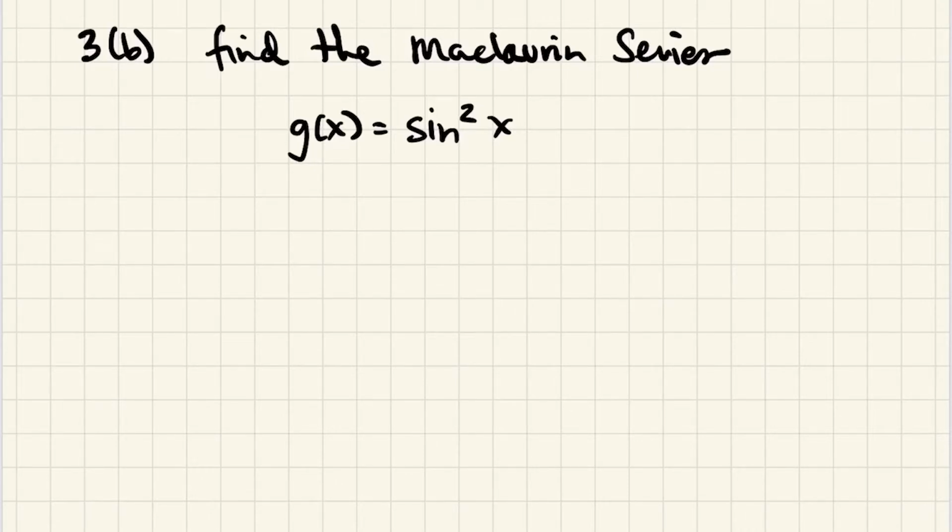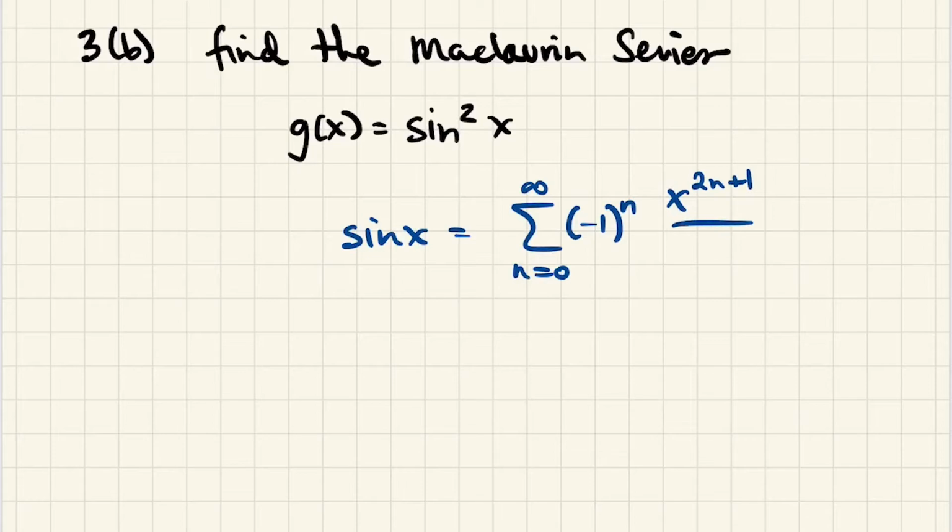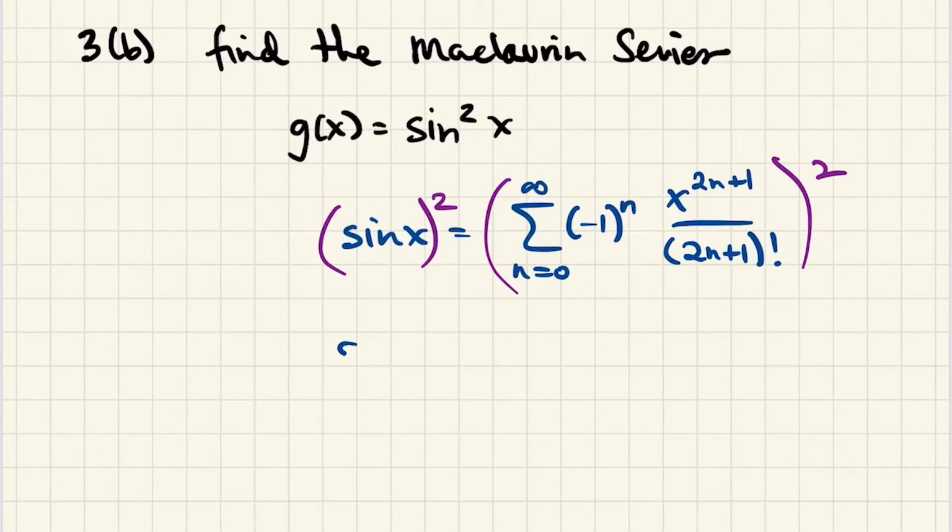Okay, for this one we might be tempted to take the Maclaurin series for sine, which is well known to be this one, and then just square both sides, giving us sine squared on the left equal to the square of that series. Now, while that's not incorrect, what would be incorrect would be to start just squaring all the individual terms, because that's not how squaring a sum works. This would, in fact, be an infinite FOIL, right?